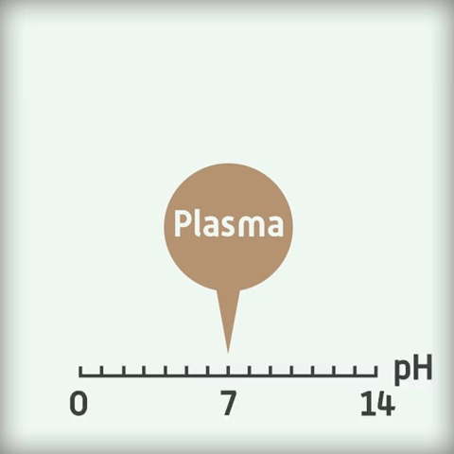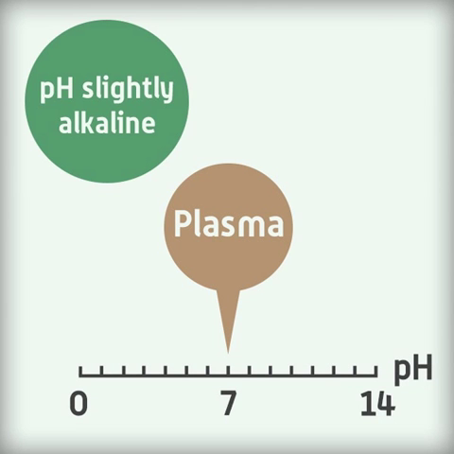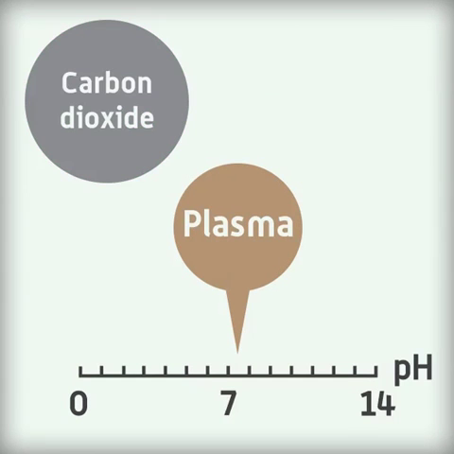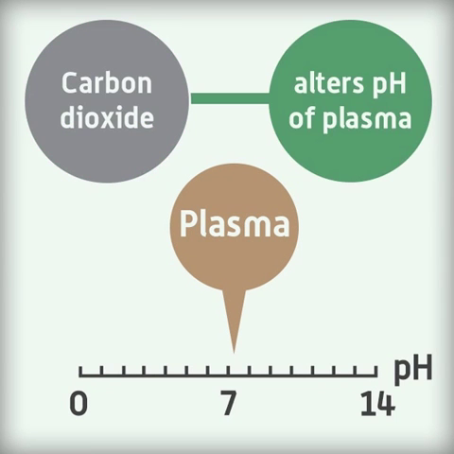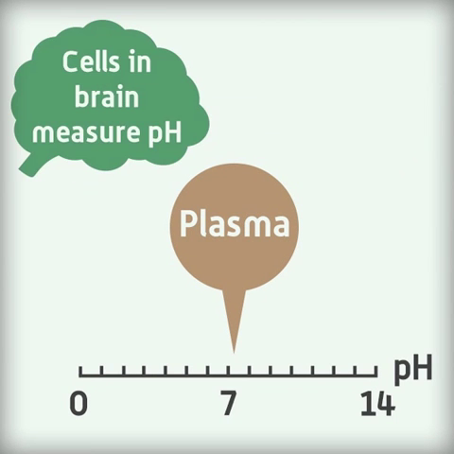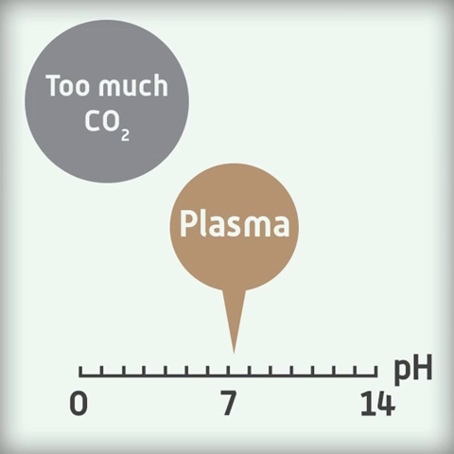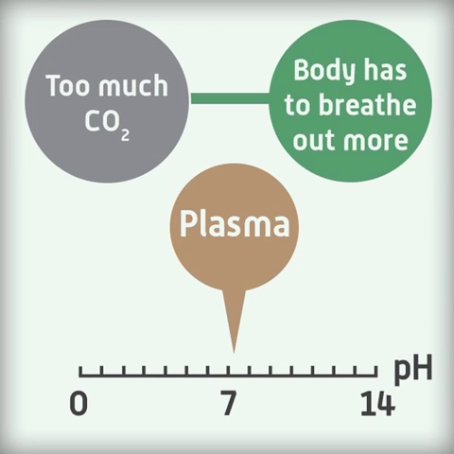The pH of blood plasma is slightly alkaline and stays between pH 7.35 and 7.45. Carbon dioxide alters the pH of the plasma. Special cells in the brain measure the pH and alter the breathing rate if it changes. If there's too much carbon dioxide, then the body has to breathe out more to remove it.